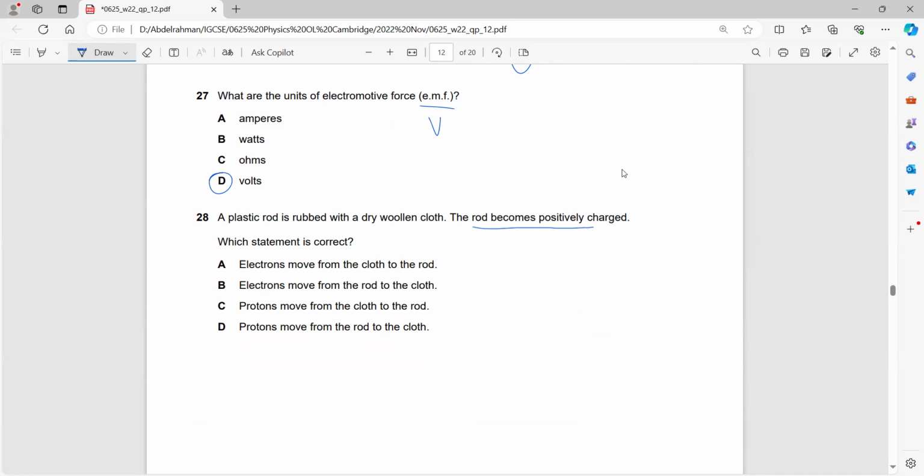A plastic rod is rubbed with a woolen cloth. The rod becomes positively charged. Rod becomes positively charged means that it loses electrons. So electrons move from the rod to the cloth. Can never move any protons.